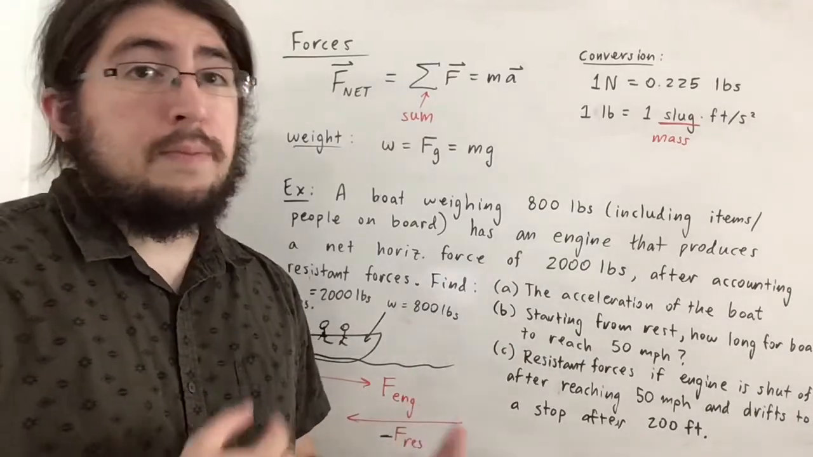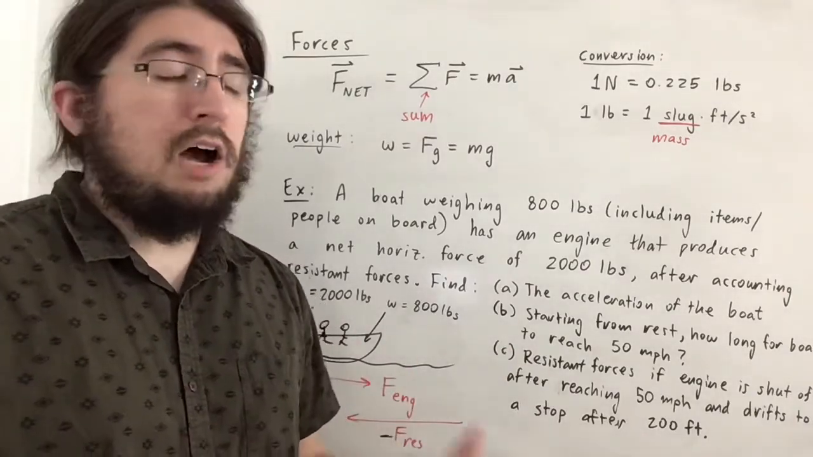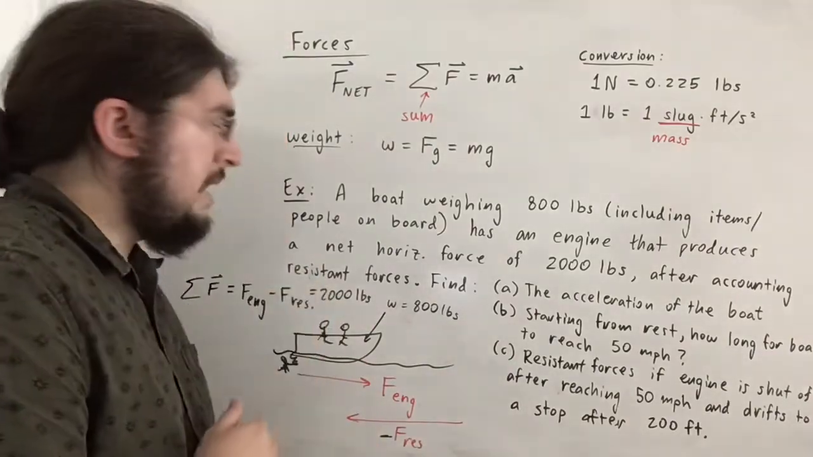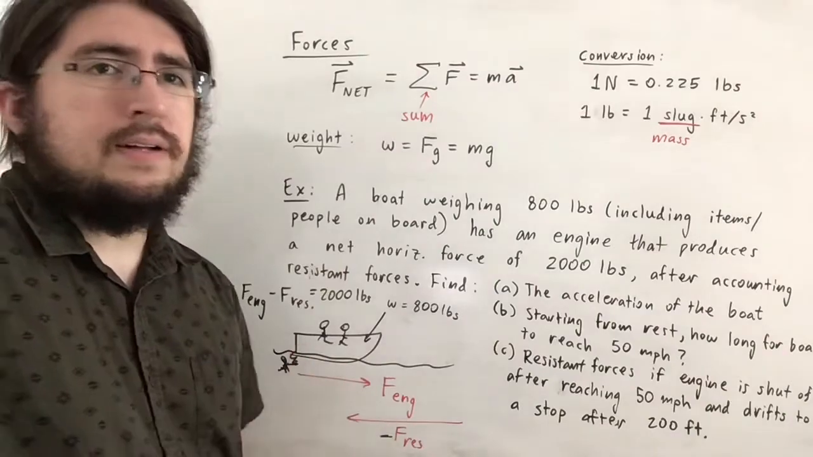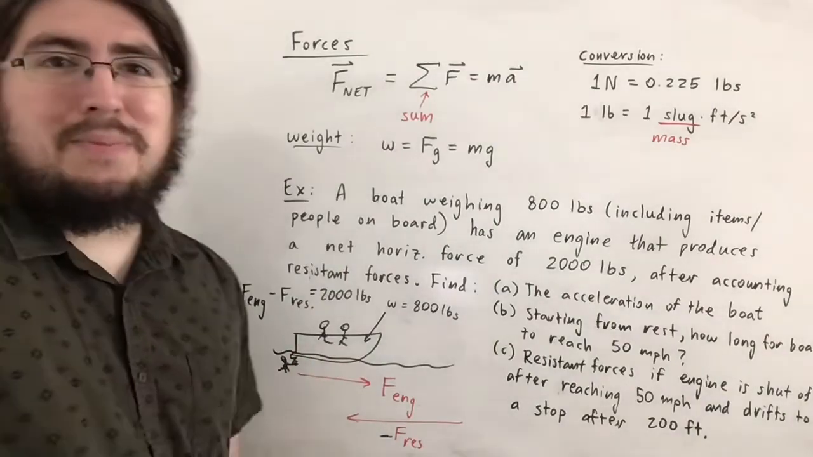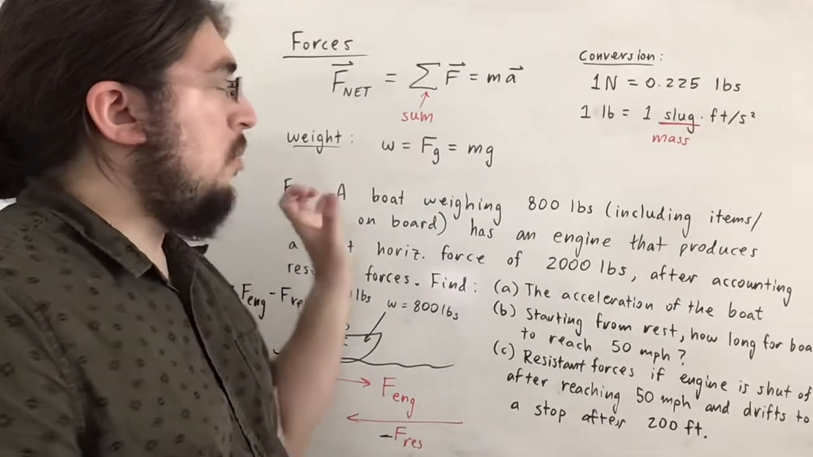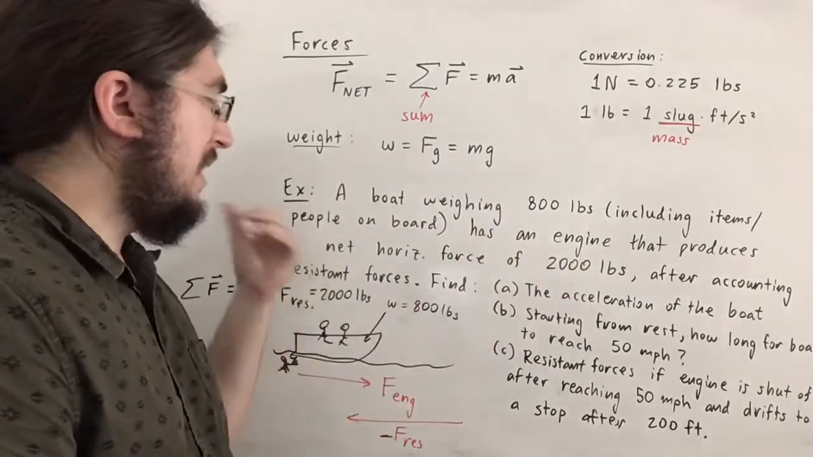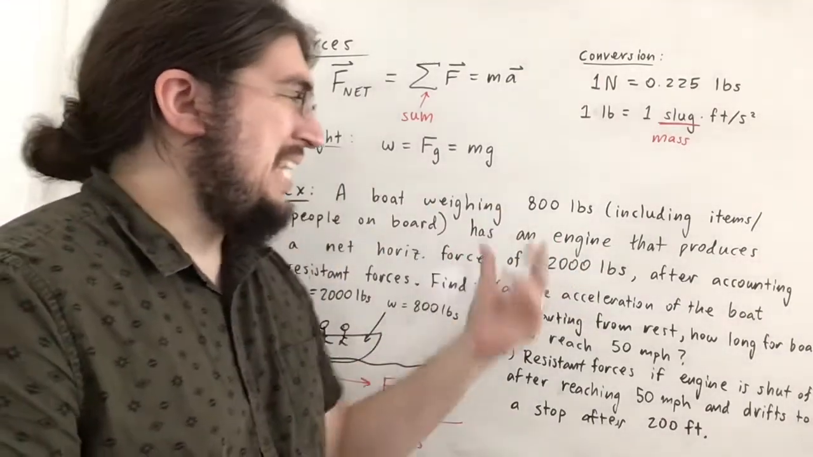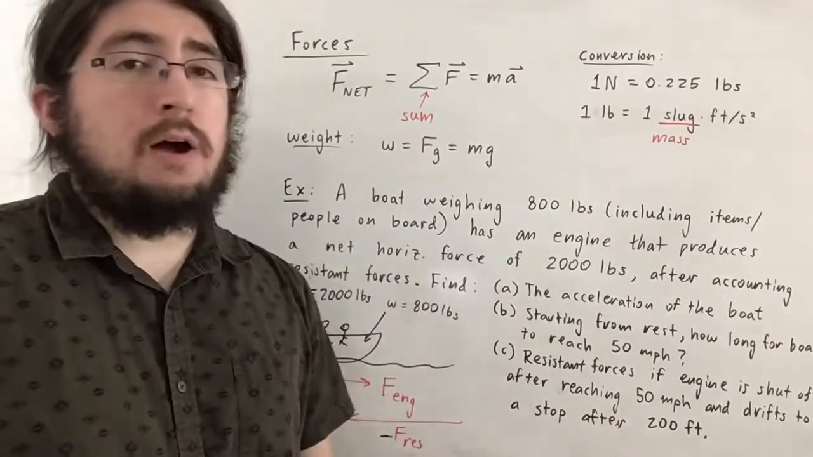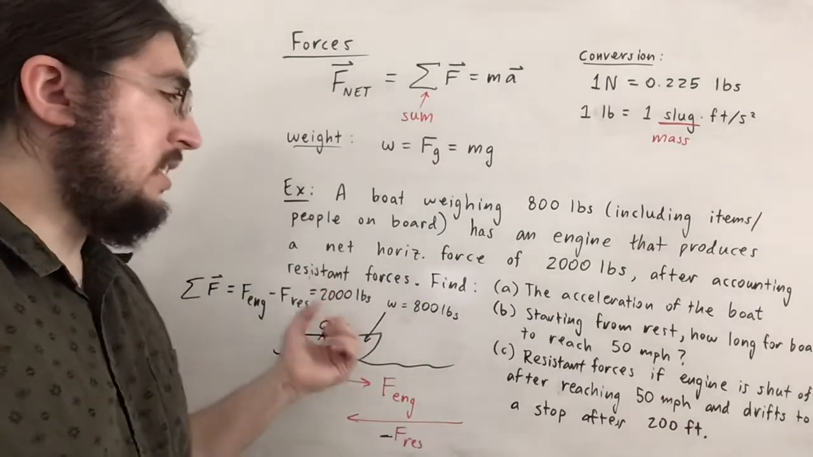On a different planet, it may be more or less, depending on how far the planet is from the sun, basically. And here I want to do this example. It's a little bit of an overwhelming example, but let's take a look in any event. So here I say a boat weighing 800 pounds, including the items and people on board, has an engine that produces a net horizontal force of 2,000 pounds after accounting for resistant forces.